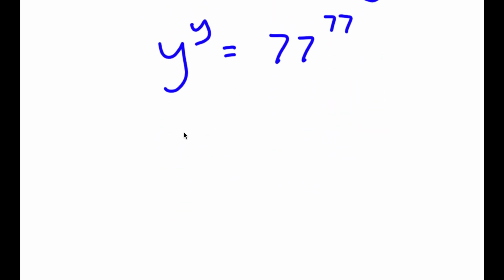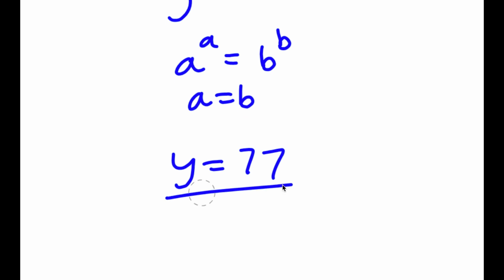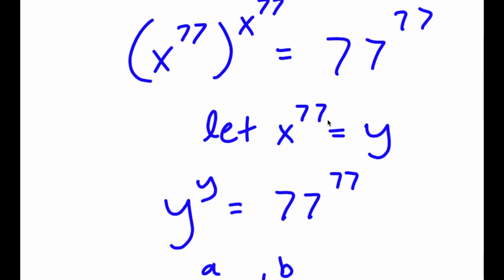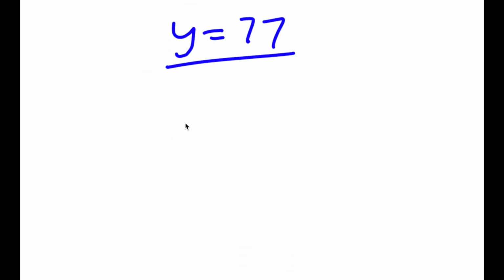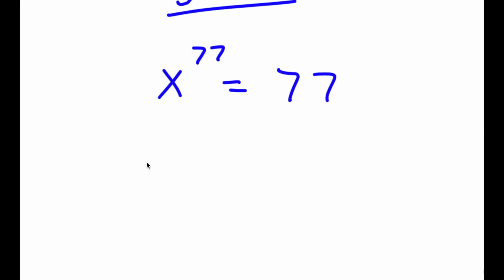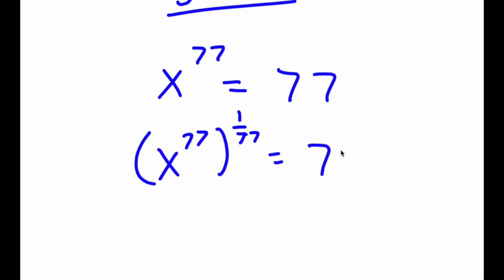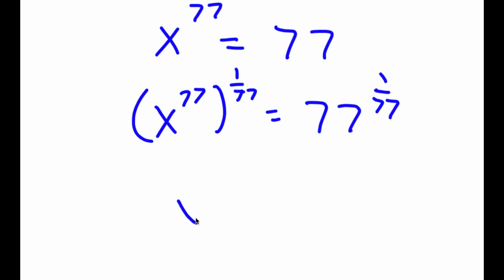Now, if I have something in the form a to the power of a is equal to b to the power of b, this means that a is equal to b. So in this case, y to the power of y equals 77 to the power of 77. This means that y equals 77. And remember how we let x to the power of 77 equal y. So now I have x to the power of 77 is equal to 77. So to solve this, I'm going to take the power of 1 over 77 on both sides. So I have x to the power of 77 to the power of 1 over 77 is equal to 77 to the power of 1 over 77. So I get x is equal to the 77th root of 77.